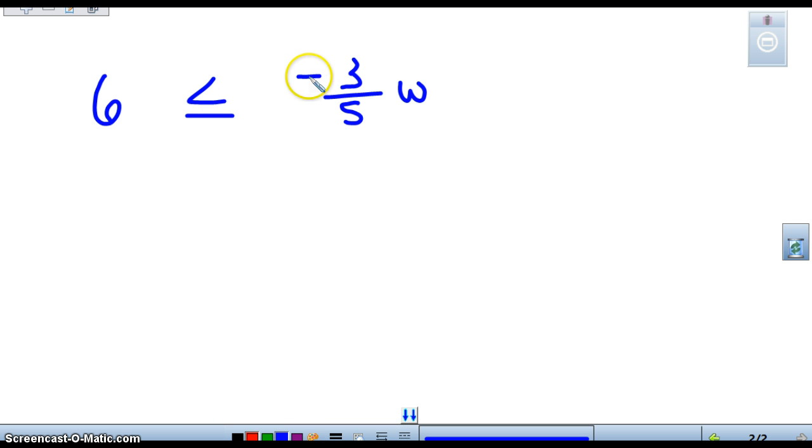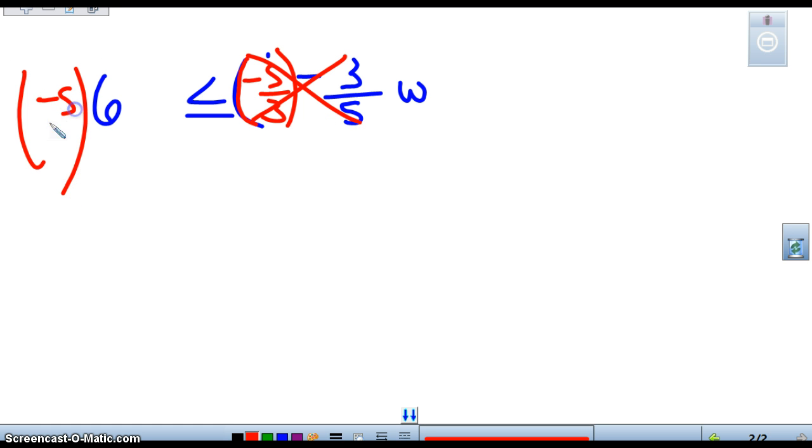6 is less than or equal to -3/5 w. What is the inverse operation? The reciprocal, so times -5 over 3. These cancel. What you do to one side, you do to the other. So solving this, we have to put the 6 over 1. Can we cross cancel? So -10 is what? Greater than or equal to w.